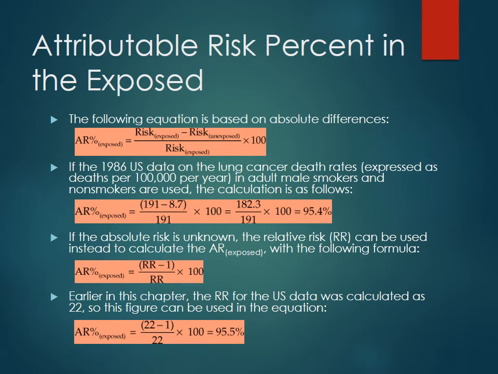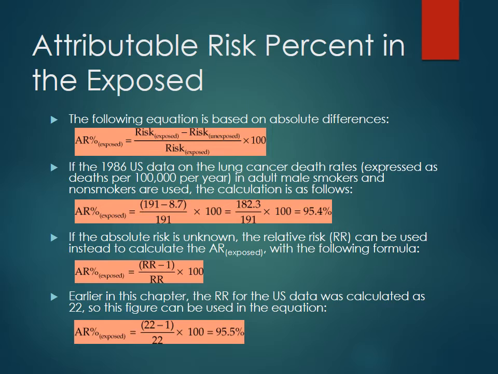So the following equations are going to be based on absolute differences. Here we can see how to get the attributable risk in patients who are exposed, say the people who are smokers in the population. What is the attributable risk this has on lung cancer death? Here we can look at the risk of patients who are exposed minus the risk of those that are unexposed, divided by the risk of those who are exposed. You multiply that by 100 so that you can get your percentage.